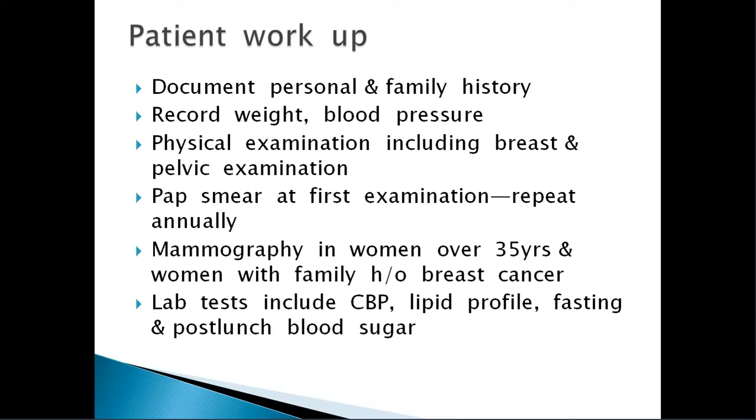Then you record the weight, see the blood pressure, do a physical examination, particularly breast examination for any tumors in the breast, do a pelvic examination for any other pelvic pathology, do a pap smear at the first examination, which of course you repeat annually. If the woman is over 35 years and also has a family history of breast cancer, rule out any breast malignancies, do a mammography. Then investigations: complete blood picture, lipid profile, fasting and post-prandial blood sugar. You want to rule out other conditions like carbohydrate intolerance, diabetes, hypertension, etc.